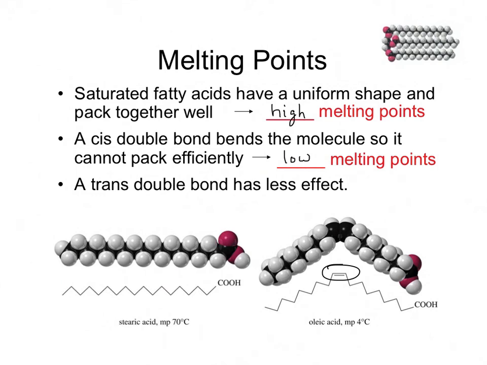A trans double bond is still going to have that nice sort of zigzag shape, and so when you have a trans double bond, it has less effect on the melting point. Cis double bonds really introduce some crazy looking kinks though and cause the melting points to go down.